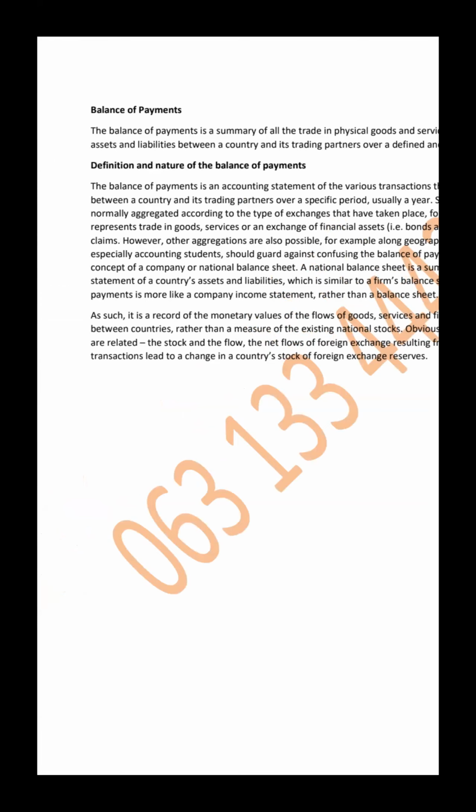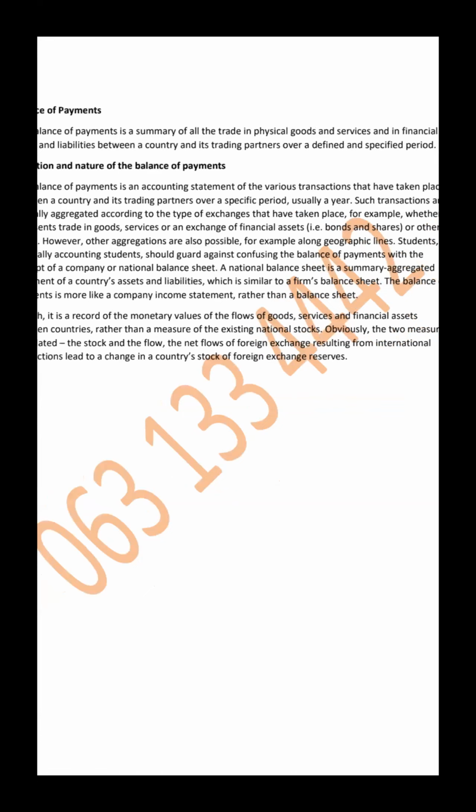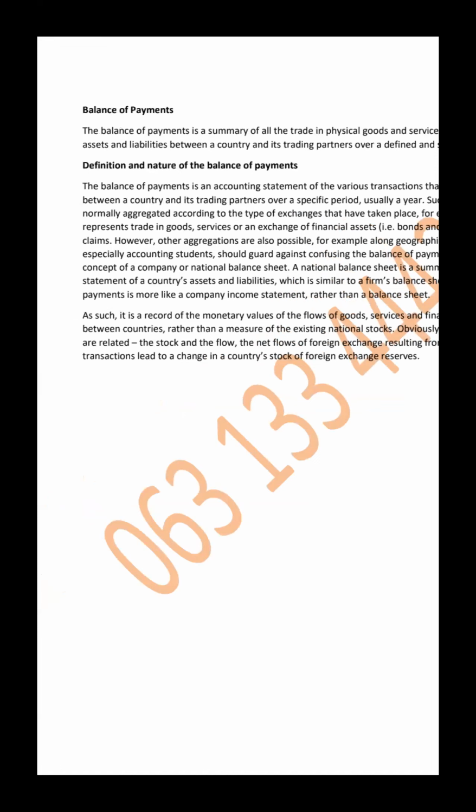Which should then remind you that the balance of payments is a flow variable, while the balance sheet is a stock variable. One is a flow variable and the other is a stock variable. Stock variable, because it's going to give us the actual value of the goods as at a certain date. And then a flow variable for the balance of payments, because we're looking at the flow of goods over a period.